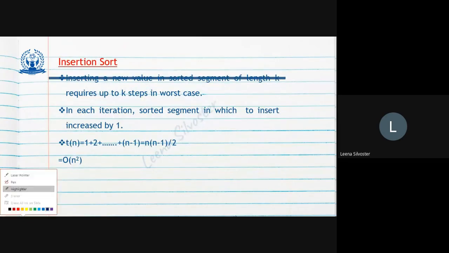Okay, therefore T of n equals 1 plus 2 plus etc. plus n minus 1. So again this is the sum of n minus 1 natural numbers. Sum of n minus 1 natural numbers means you will get n into n minus 1 divided by 2. Again the higher order term is n square. So the complexity of this insertion sort is also order of n square.